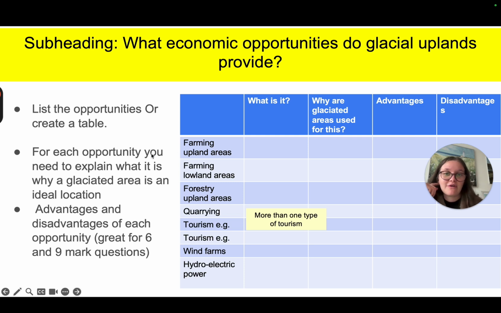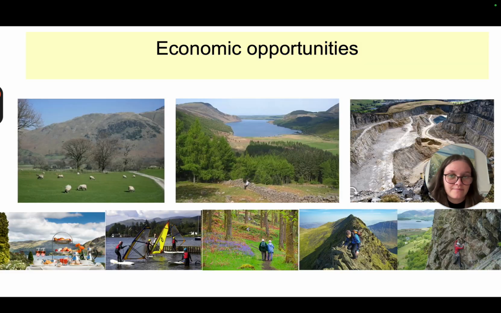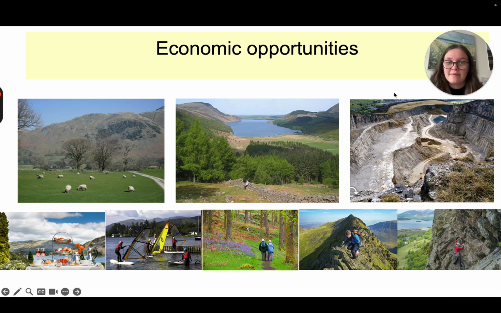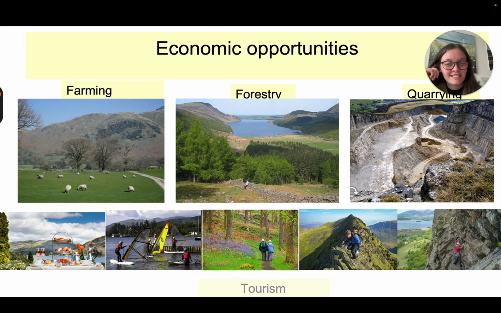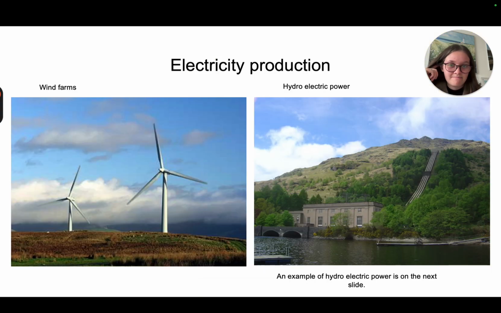So we're going to go through farming in upland areas and lowland areas. We're looking at forestry in upland areas, quarrying, 2 different kinds of tourism, wind farms and hydroelectric power. So our economic opportunities. You might be able to identify what some of these are already, but we will come back to them one by one. These are all our economic opportunities. Farming, forestry, quarrying, and tourism.